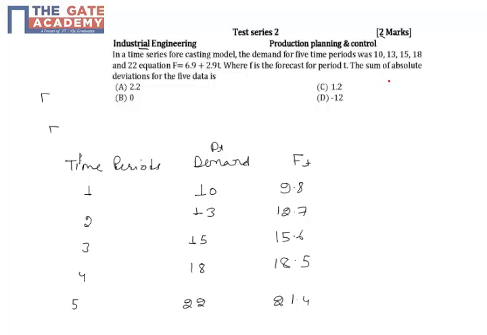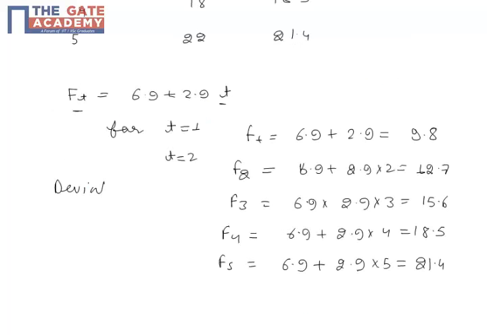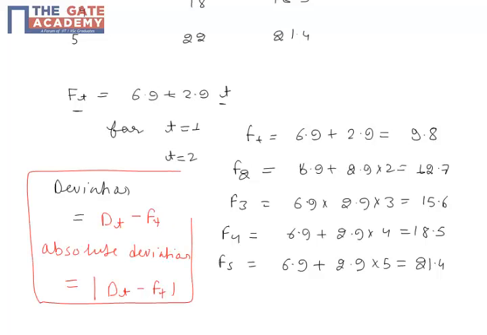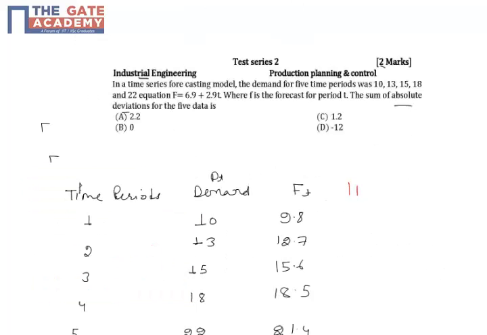What he asked is the sum of the absolute deviation. First, what is the deviation? The deviation is the difference, Dt minus Ft. Now, what is the meaning of absolute deviation? It is the mod of Dt minus Ft. So he just asked you for the mod absolute deviation.